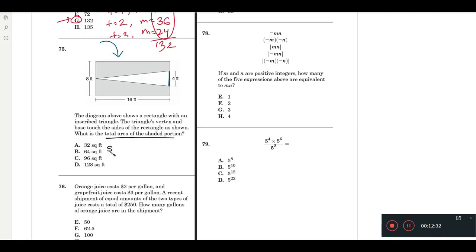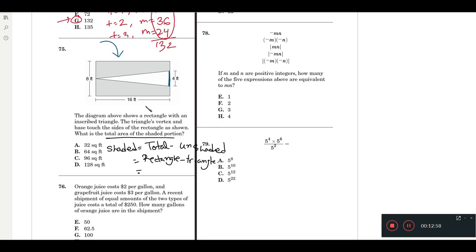Shaded is equal to total minus unshaded. The point to be noticed is that the total is a rectangle. So we do rectangle minus triangle.